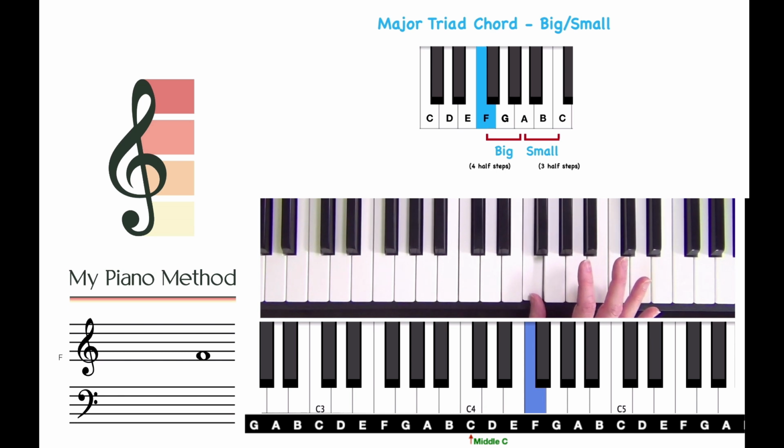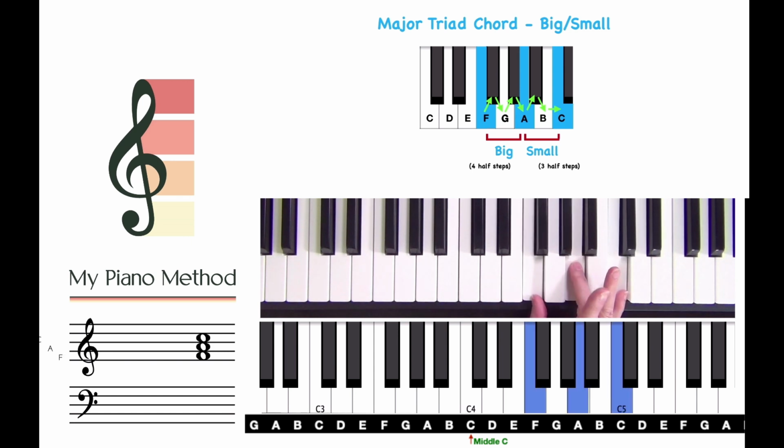We know this is big, small. So that's 4 followed by 3. So from the F, let's count 4. 1, 2, 3, 4. We found the A. And then it's 3. So 1, 2, 3. We've found the C. So our F major chord is F, A and C.